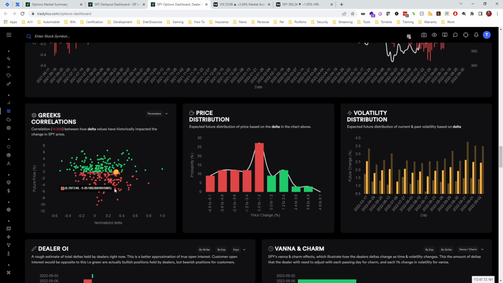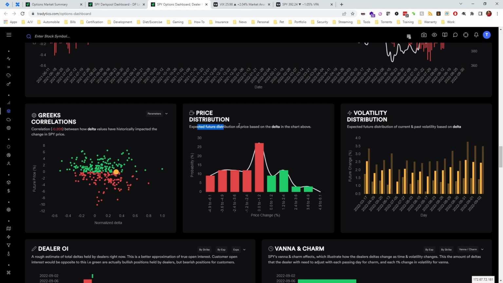And so we can automatically see just by looking at these deltas, this seems to be typically correlated in the past, more correlated with bearish moves, right? We get much bigger bearish moves when deltas have been structured this way than we do positive moves. Now, we can see this more clearly in the price distribution chart.